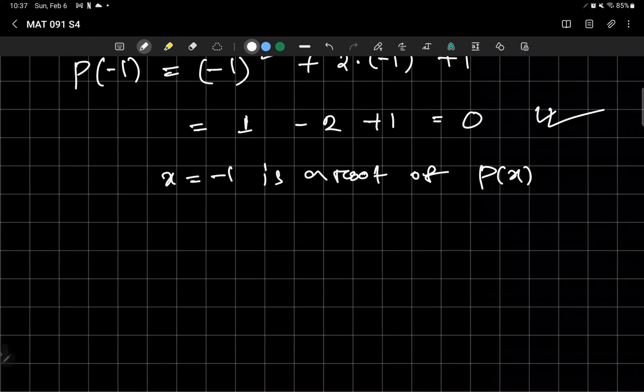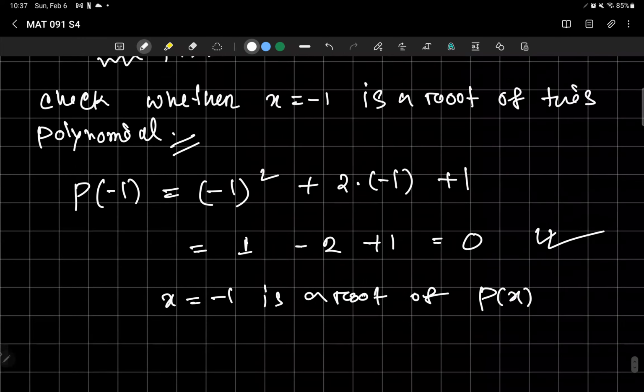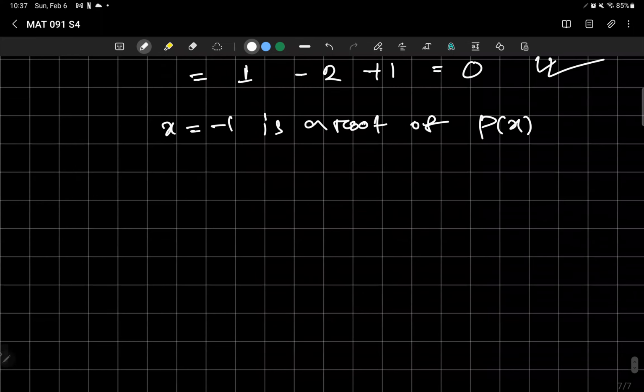But the question is, how do you find these things out? Because in this case, you just have to check, right? But what if I give you an expression like this, and ask you to find the roots? How do we do that? That's where the idea of factorization of polynomials comes in. But we'll talk about that later.